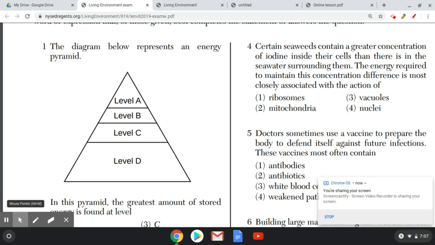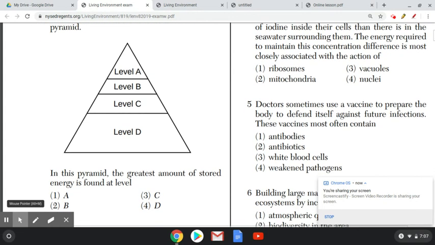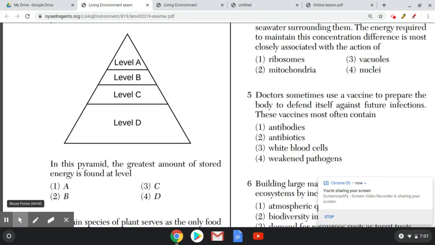It's Miss Leon and today we'll be taking a look at some Regents exam questions. Number 1 says, the diagram below represents an energy pyramid. So here we have our energy pyramid and they want to know in this pyramid, the greatest amount of stored energy is found at level A, B, C, or D.